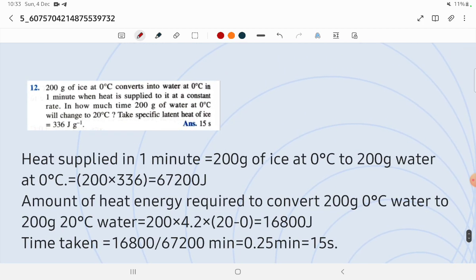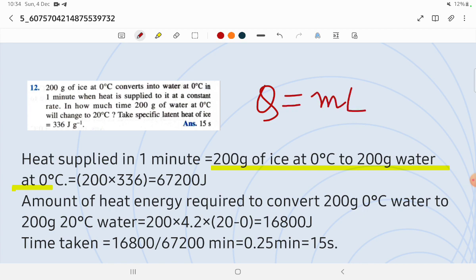200 gram of ice at 0 degree Celsius converts into water at 0 degree Celsius in 1 minute when heat is supplied to it at a constant rate. So 200 gram of ice at 0 degree Celsius to water at 0 degree Celsius, so mass will remain constant. That is, 200 gram of ice at 0 degree centigrade will be converted to 200 gram of water at 0 degree centigrade. So ice to water, there will be state change, but there is no temperature change. So here we will use the formula Q equals ml.